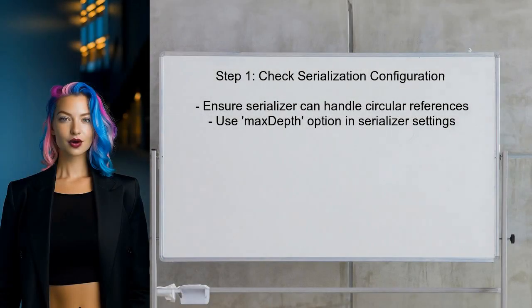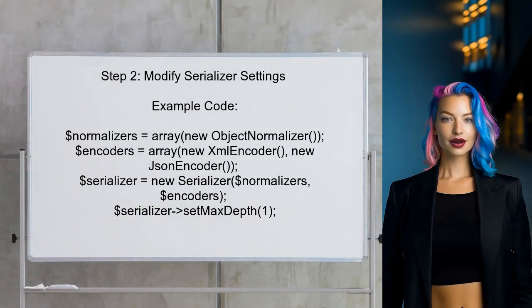To resolve the circular reference issue, the user should first check the serialization configuration. Specifically, they need to ensure that the serializer is set up to handle circular references properly. Next, the user can modify the serializer's settings to include a maximum depth for serialization. This will help prevent the circular reference exception from occurring.